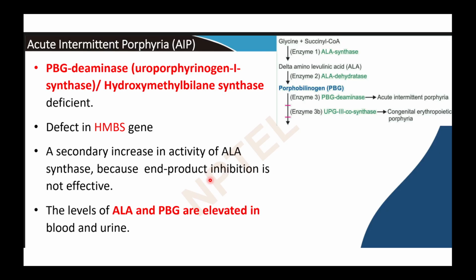I hope that's clear. And in acute intermittent porphyria, levels of ALA and PBG are elevated in the blood and urine because ALA synthase activity is highly increased because of the absence of heme that can inhibit the ALA synthase by feedback inhibition. Okay.